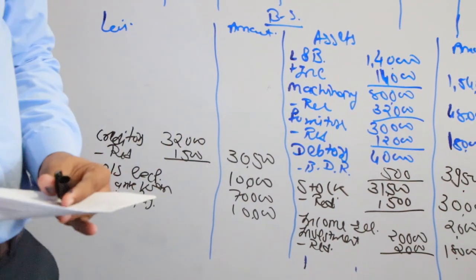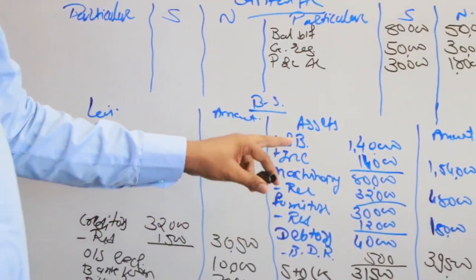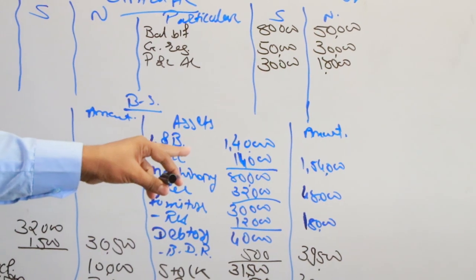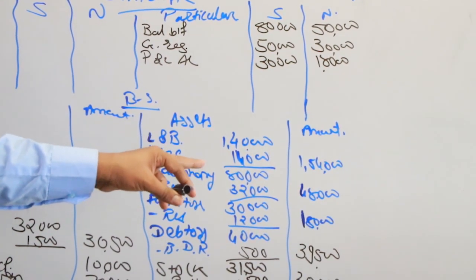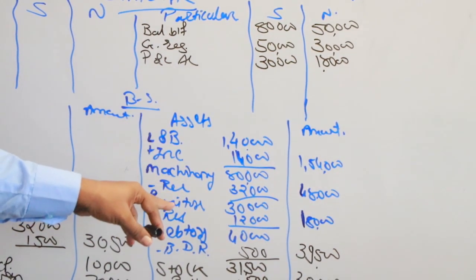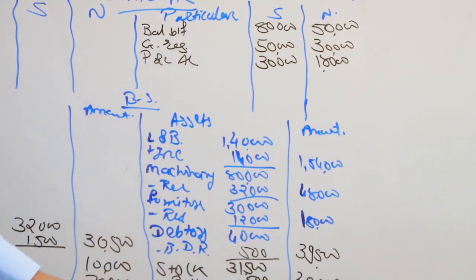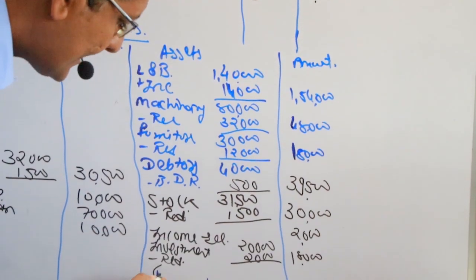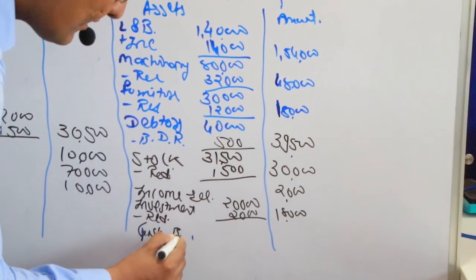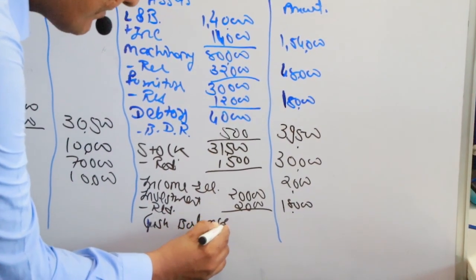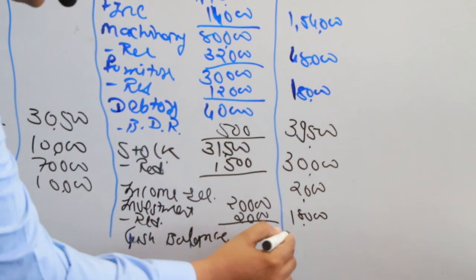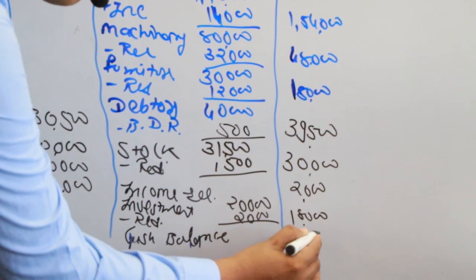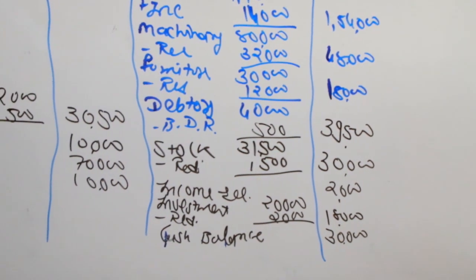Now we move on to the asset side. Land and building we already recorded. Machinery we already recorded. Furniture, investment, debtor, stock. Only cash balance is remaining. So last entry, cash balance. Cash balance is given 30,000. Is it? Now this question is finished.